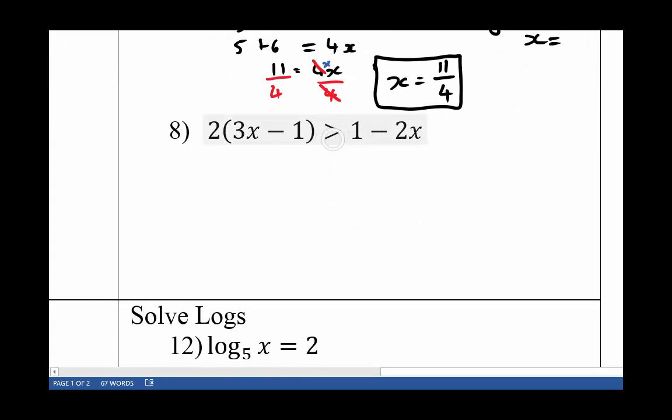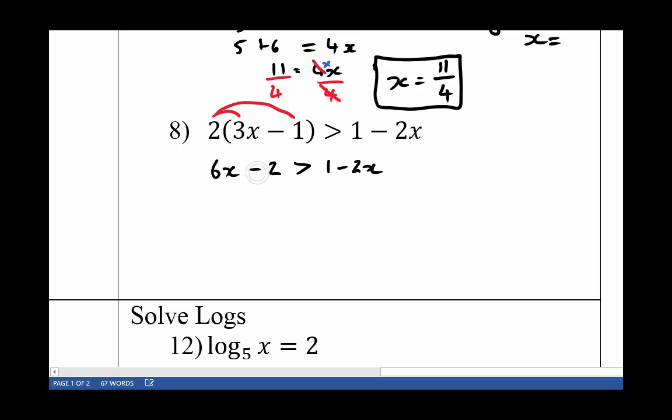This is exactly the same, except this sign changes things ever so slightly. But pretend that is an equal sign. So I'm going to get all my x's on one side, so I'm going to expand first. 2 times 3x is 6x, and then 2 times negative 1 is negative 2, and I'm going to put that sign in, that's a greater than or less than sign, and then the 1 minus 2x.